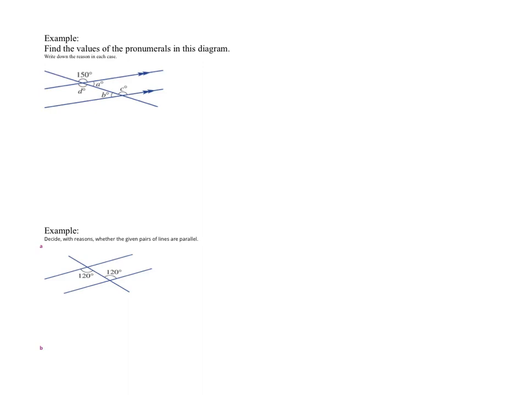Let's look at some examples here. So the question says, find the value of the pronumerals in this diagram and write down the reasons for each. I think perhaps the easiest one to look at to start with is this 150 degrees with the C. We should be able to remember that these are corresponding angles. So C is equal to 150 degrees because it is corresponding to the 150 degrees.